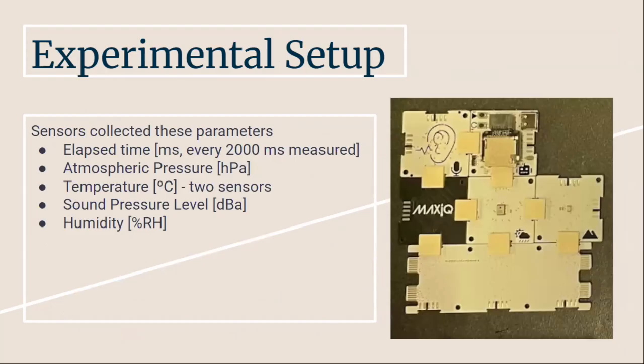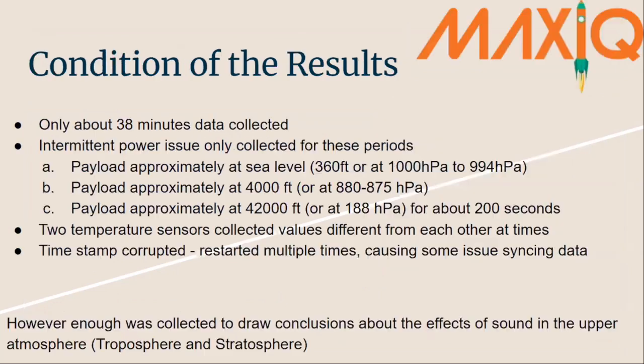All right, so our sensor was collecting these parameters: time, the atmospheric pressure, the temperature, the sound pressure, and the humidity. Only about 38 minutes of data were collected. We believe it was because of an intermittent power issue, so it only collected for this period of time.